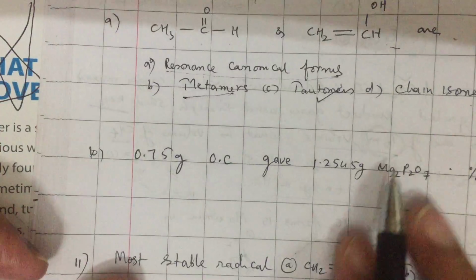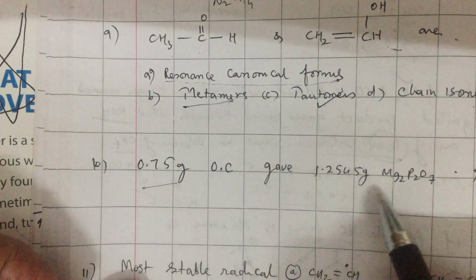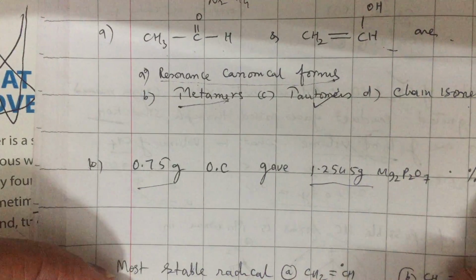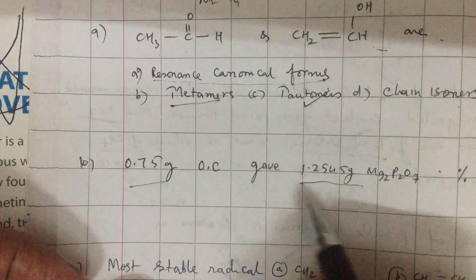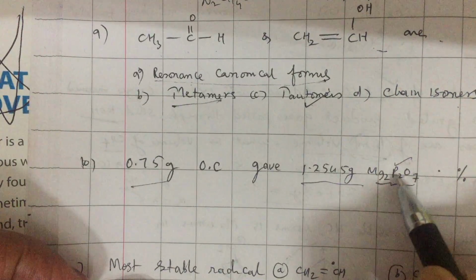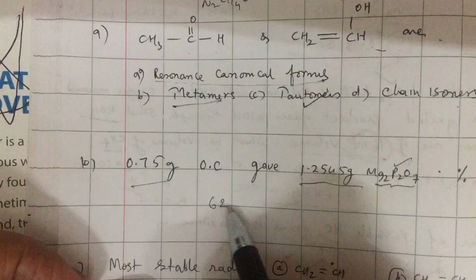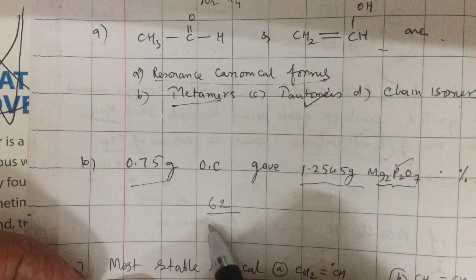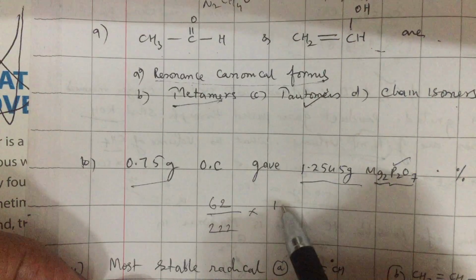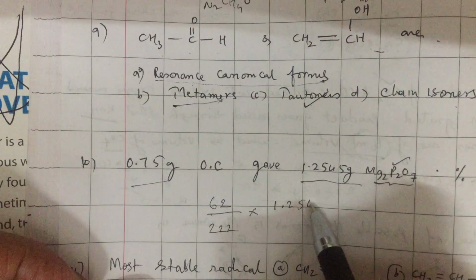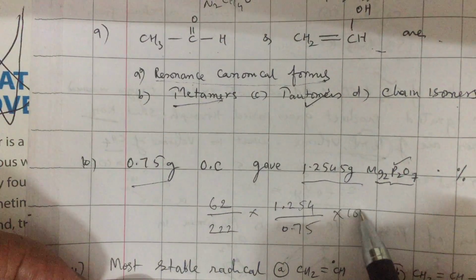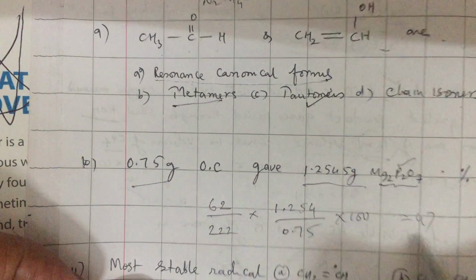This is a standard question of 0.75 grams of organic compound gave 1.254 grams of magnesium pyrophosphate, percentage of phosphorus. Whenever you are getting magnesium pyrophosphate, each molecule has 2 phosphorus. Percentage of phosphorus is amount of P divided by molar mass of this, into the weight of magnesium pyrophosphate you got, divided by weight of organic compound taken, into 100. If you simplify, it works out to be 47%.